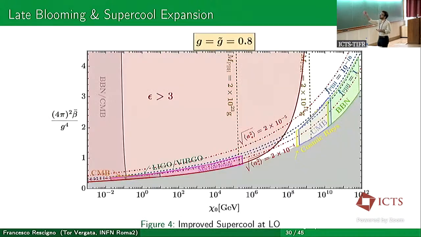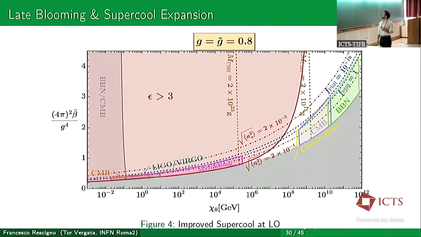So now let me show you the results we obtained. As you can see here in this plot, on the x-axis we put k0, so the scale of the RSB scale, and this parameter here that is typically of order 1. And these results are obtained by using the improved supercooled expansion. We fix the two generic couplings to be equal to 0.8. In this specific plot, of course, one can make other choices.